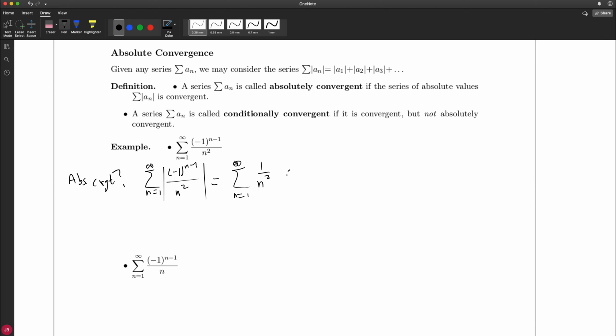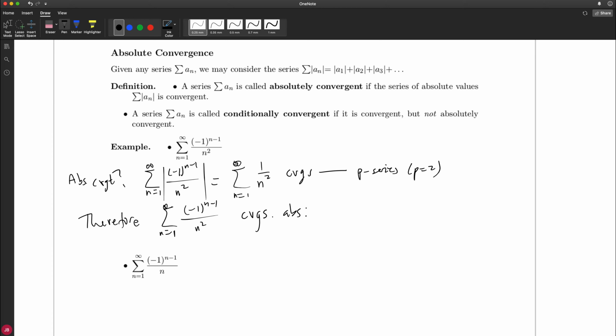So how do we know this converges? Well, it's a p-series with p equal to 2. So therefore, the original series converges absolutely, or we also will say is absolutely convergent.